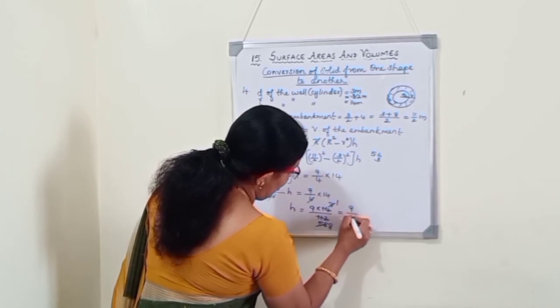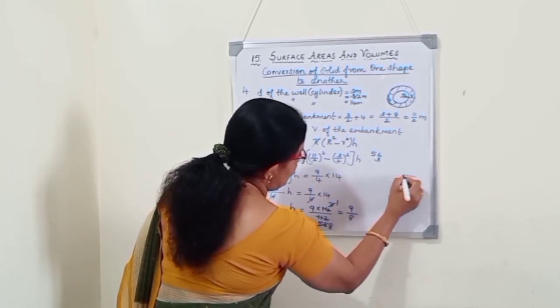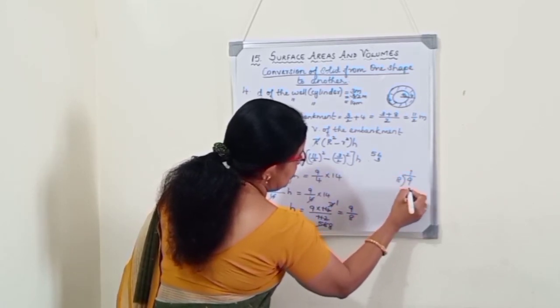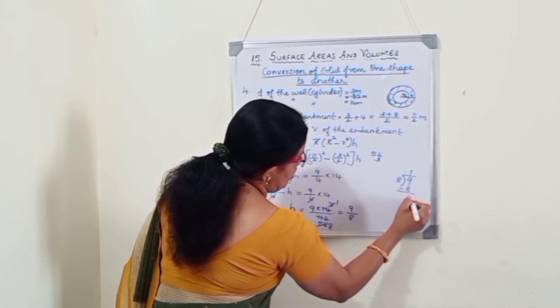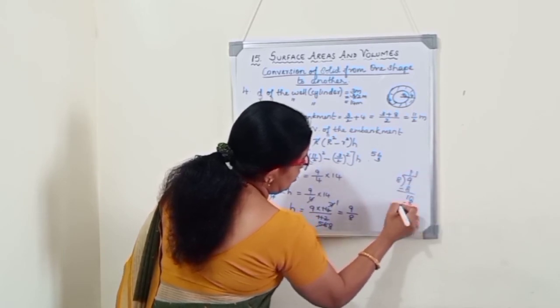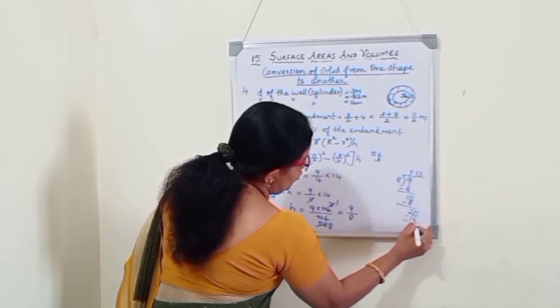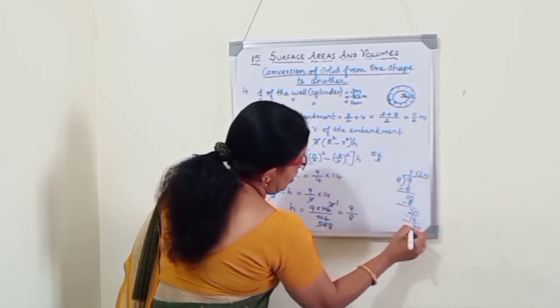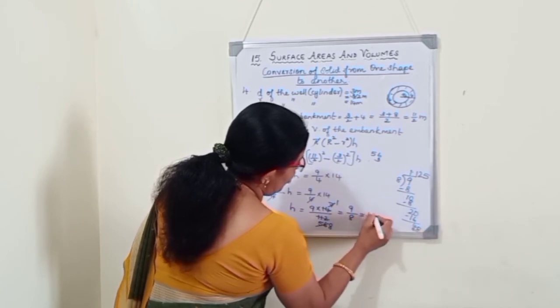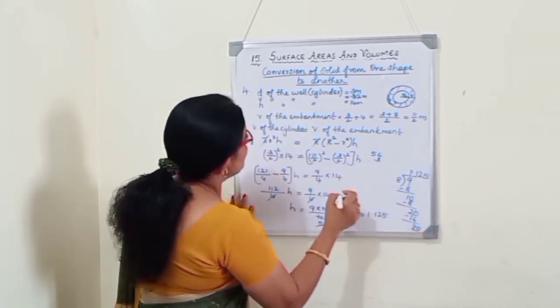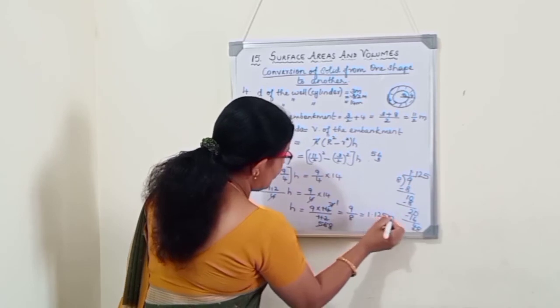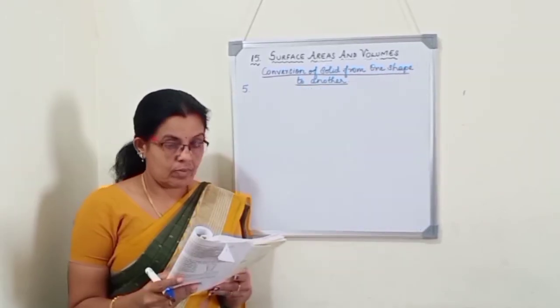So 9 by 8. 9 by 8 equals, 8 1s are 8, remainder 2, 20, 8 2s are 16, remainder 4, 40, 8 5s are 40. So 1.125 meter is the height of the embankment.